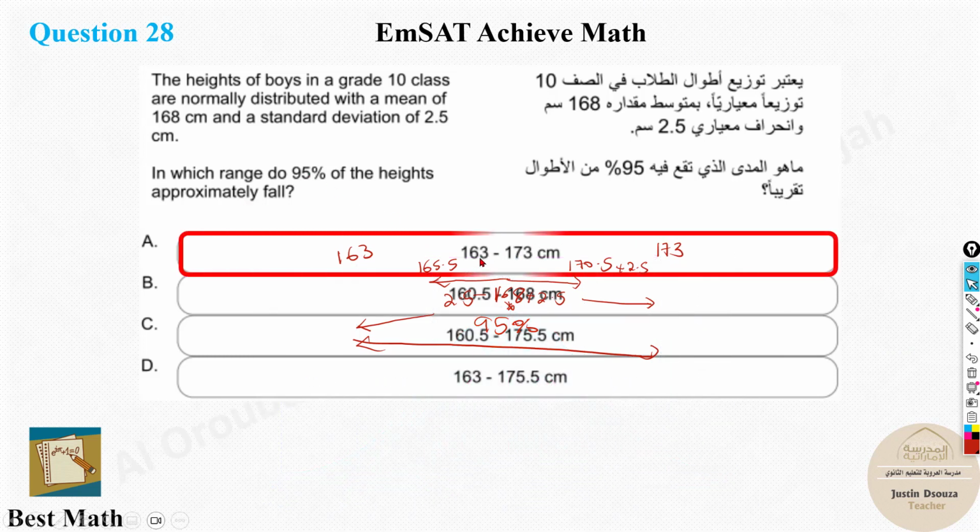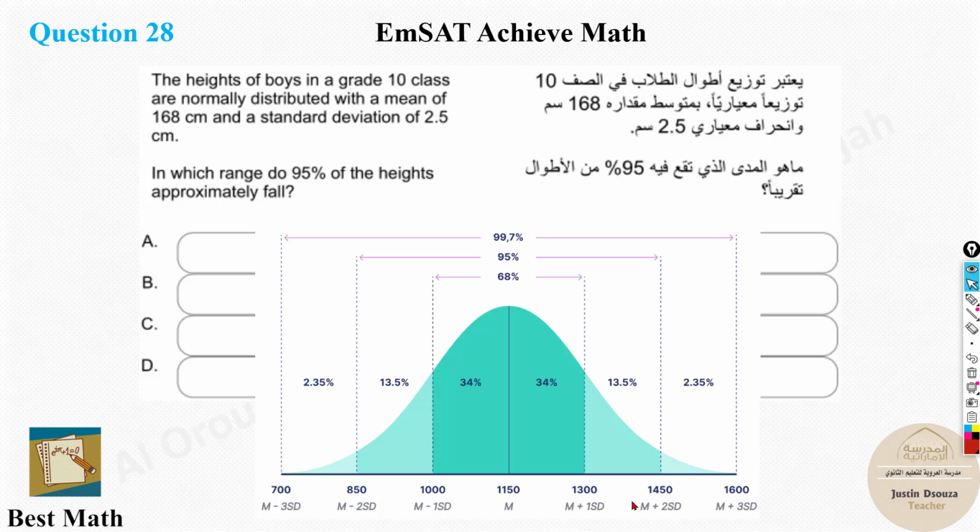See, let's see which is the option. The first one, 163 to 173. So you should know the normal distribution table for this particular problem. So that's how we solve this. If you just recall this normal distribution table, the mean is in the middle. If you go one standard deviation left or right, add one standard deviation, subtract one standard deviation, you get 68% of the data. If you add two standard deviations to the mean, right and left, and subtract two, you will get 95%. Whereas if you want 99.7%, it will always be 3 standard deviations, add and subtract. So that's how we solve this.